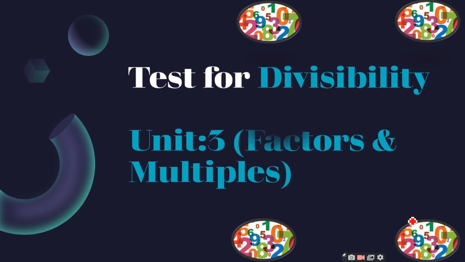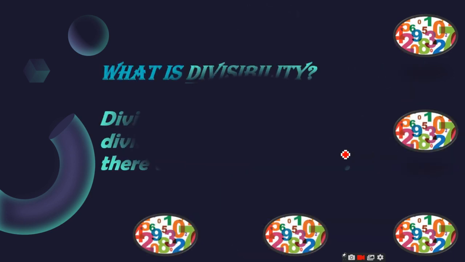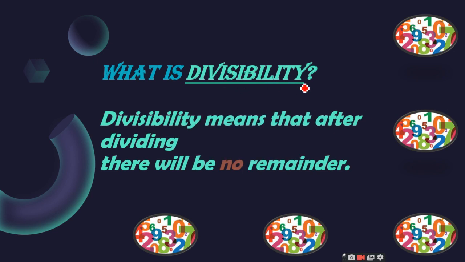Today we are going to learn the topic test for divisibility. This topic is related to Unit 3 factors and multiples. Let's start the video. What is divisibility? Divisibility means that after dividing there will be no remainder.